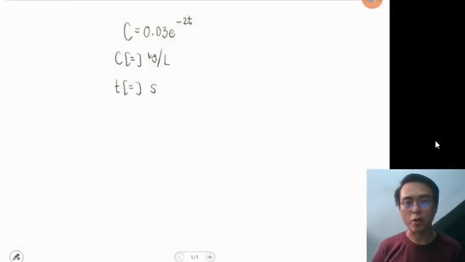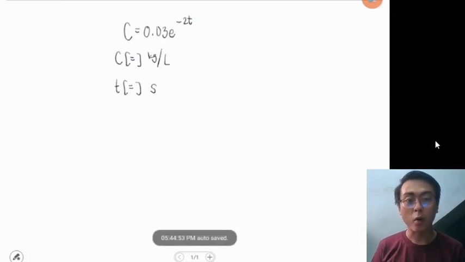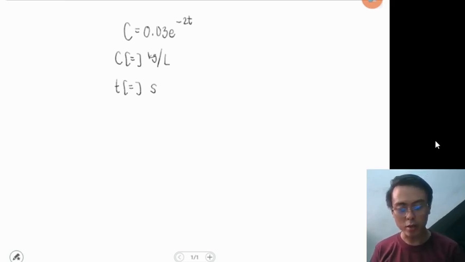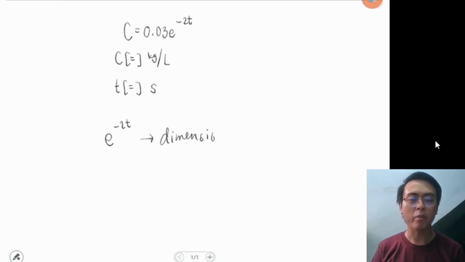Some basic concepts. First, for exponential functions, normally we do not want any unit remaining in the exponent because that would pose some problems on how we can express those units in the exponential form. That gives you a clue that the term e raised to negative 2t should be dimensionless. When we say dimensionless, what we really mean is that the quantity e raised to negative 2t should not return any unit. No unit at all.